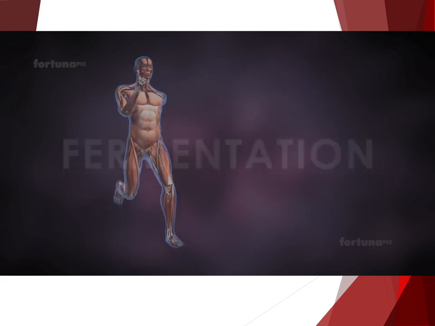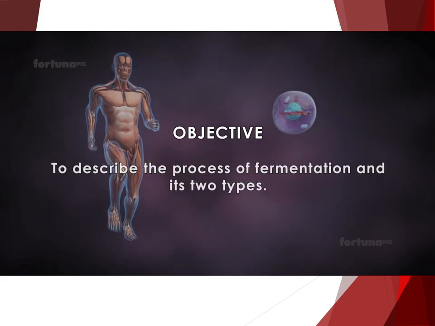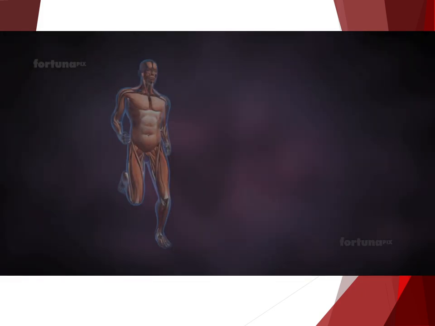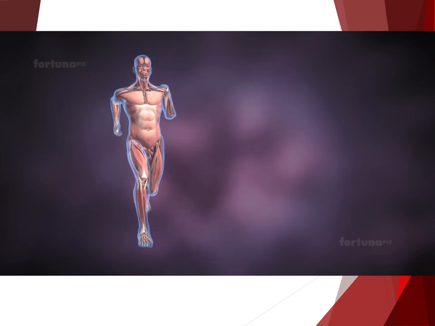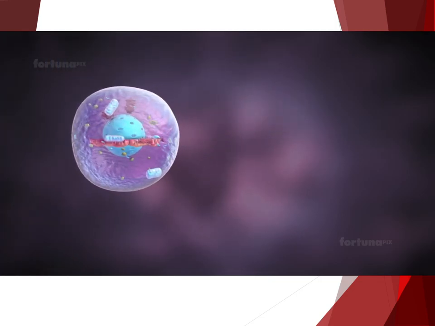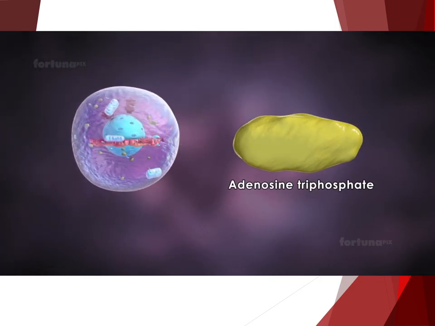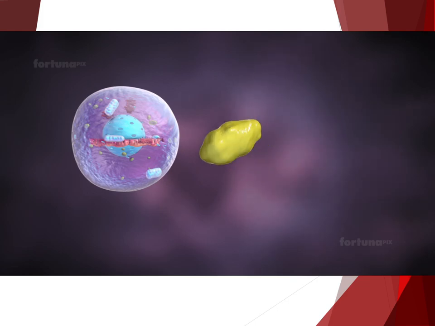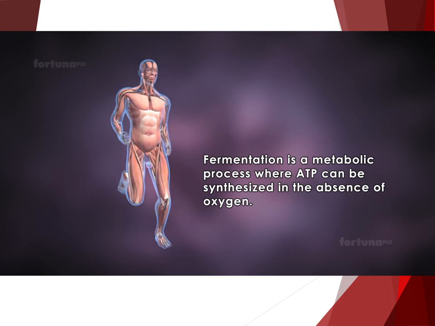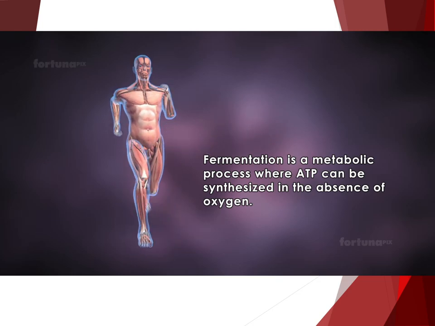Fermentation. Objective: to describe the process of fermentation and its two types. For cellular processes to occur, all living cells require energy. Adenosine triphosphate, often referred to as ATP, is a special molecule which provides energy in a form that can be used for many cellular processes. Fermentation is a metabolic process where ATP can be synthesized in the absence of oxygen.